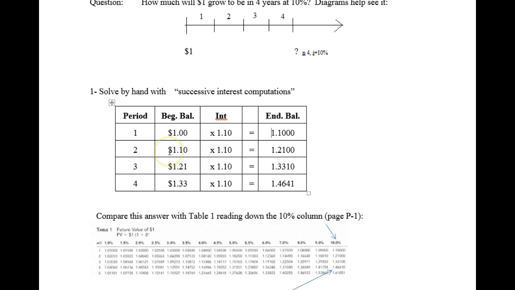The 1.10 is then left in the account for a year, and it grows by another 10%, and it becomes 1.21, which is left in the account for a third year, and it grows again by 10%, and it becomes 1.331, left in the account for the fourth year. The 1.331 grown by 10% becomes $1.46. That would be a successive interest computation, growing it by hand.